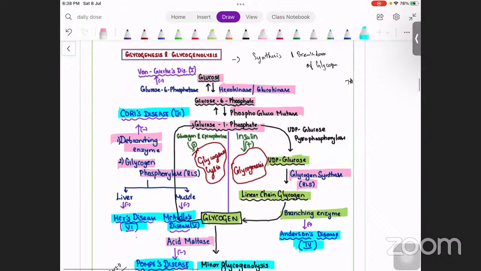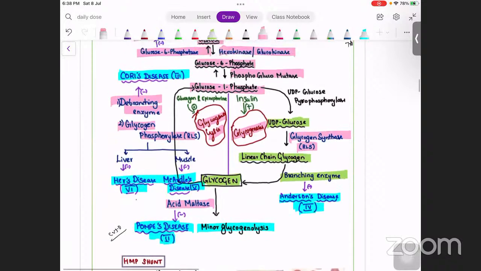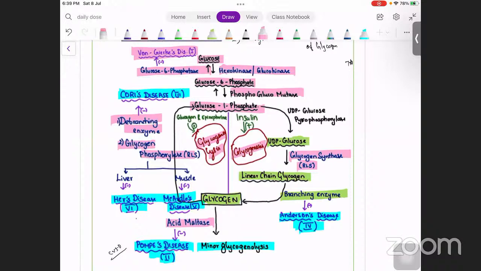Then glucose 6-phosphate to glucose 1-phosphate, and glucose 6-phosphate to glucose by glucose 6-phosphatase. Deficiency in liver causes von Gierke's disease. Insulin stimulates glycogenesis, while glucagon and epinephrine stimulate glycogenolysis. You should know that. All the regulations, steps, enzymes, and diseases are covered in a single image. This image is a gold standard image for you.